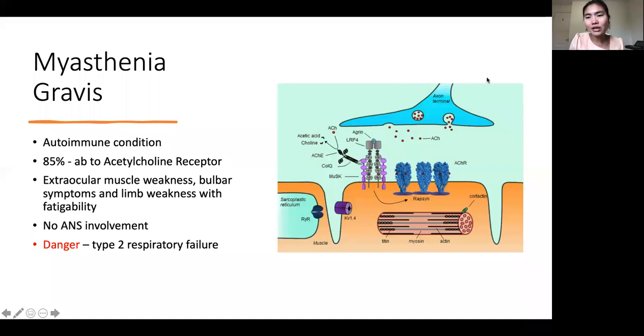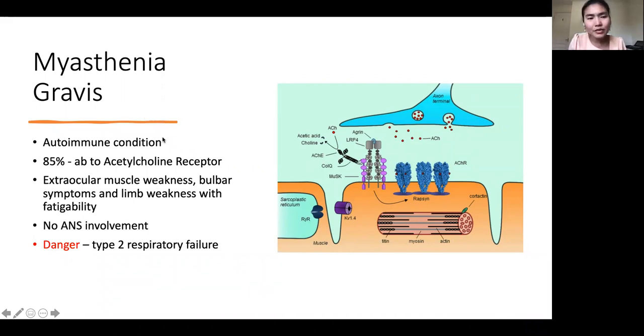The picture here shows the motor nerve terminal. And this is the neuromuscular end plate, and this is the muscle. When the action potential comes to the nerve terminal, the acetylcholine vesicles will be pushed to the presynaptic membrane, and acetylcholine will be released into the junction, and it will bind to the acetylcholine receptor, and then the message will be relayed to the muscle to cause contraction. That's how it works normally.